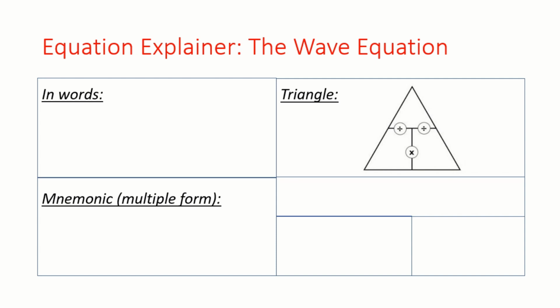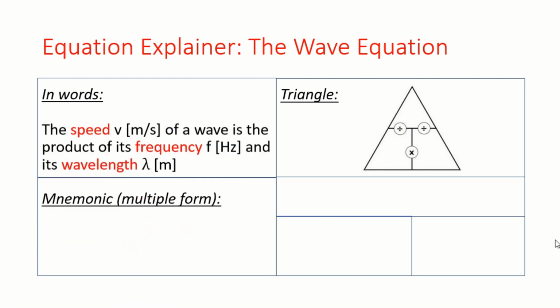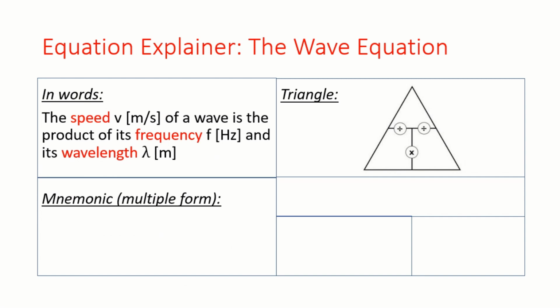Let's get to it. The wave equation is all about how we might calculate the speed of a wave. And in simple terms, it says that the speed in meters per second of a wave is the product of two quantities, the frequency and the wavelength. Notice there we've got frequency f in our units hertz, and remember, hertz just meant per second. And then we've got the wavelength, which is expressed in meters.